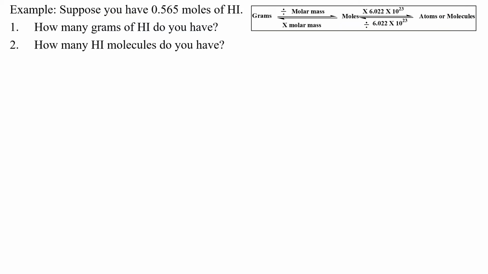Here we have another example, so do it on your own and then you can check your answer. Okay, so we have 0.565 moles of hydrogen iodide given. You have to find how many grams of hydrogen iodide. You have to go this way. You need the molar mass of hydrogen iodide.